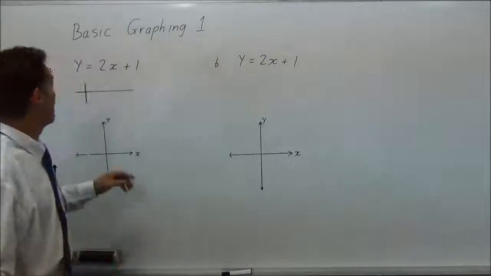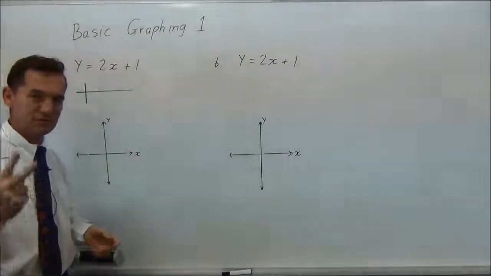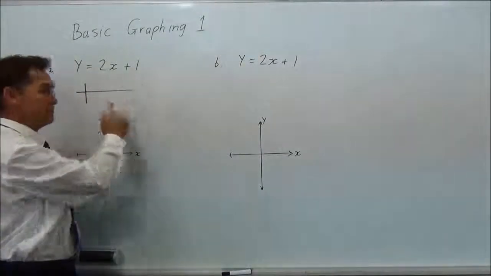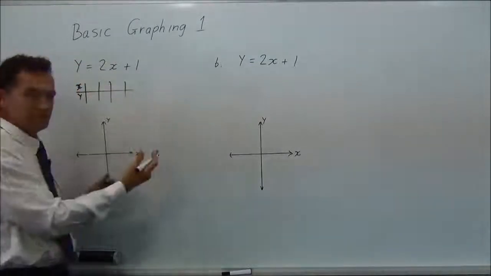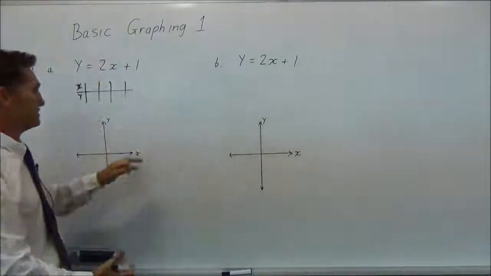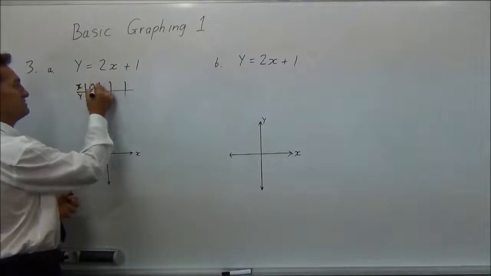Back to part three. So when you get to this stage of graphing, you've got two choices. Your choices are to go with what you've done before, which is put in an X, put in a Y, put in a bunch of numbers and draw the graph. Or you can do it this way. So we'll do it this way to start with. And you only need two numbers. So we'll pick the easy ones, 0 and 1.